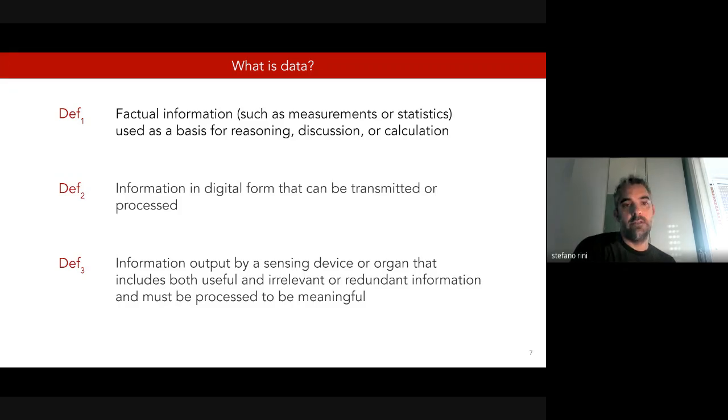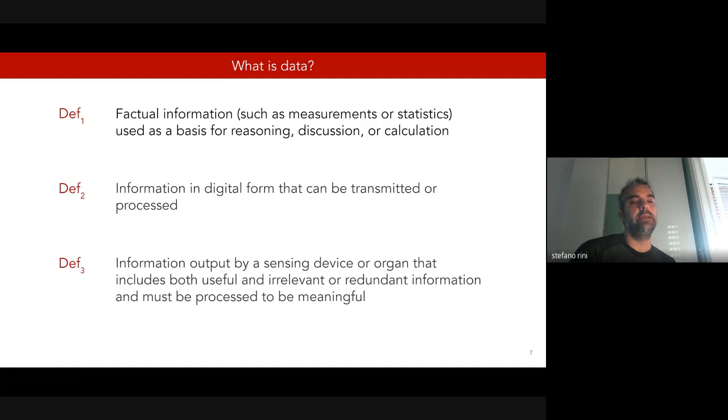We can have different definitions of what data is, and usually different communities will have a different definition. For example, you can define data as factual information, such as a measurement or a statistic, which is used as a basis for reasoning, discussion, and calculation. This would be maybe a statistician's definition of data. A person with a background in computer science will say that data is information in digital form that can be transmitted and processed, right?